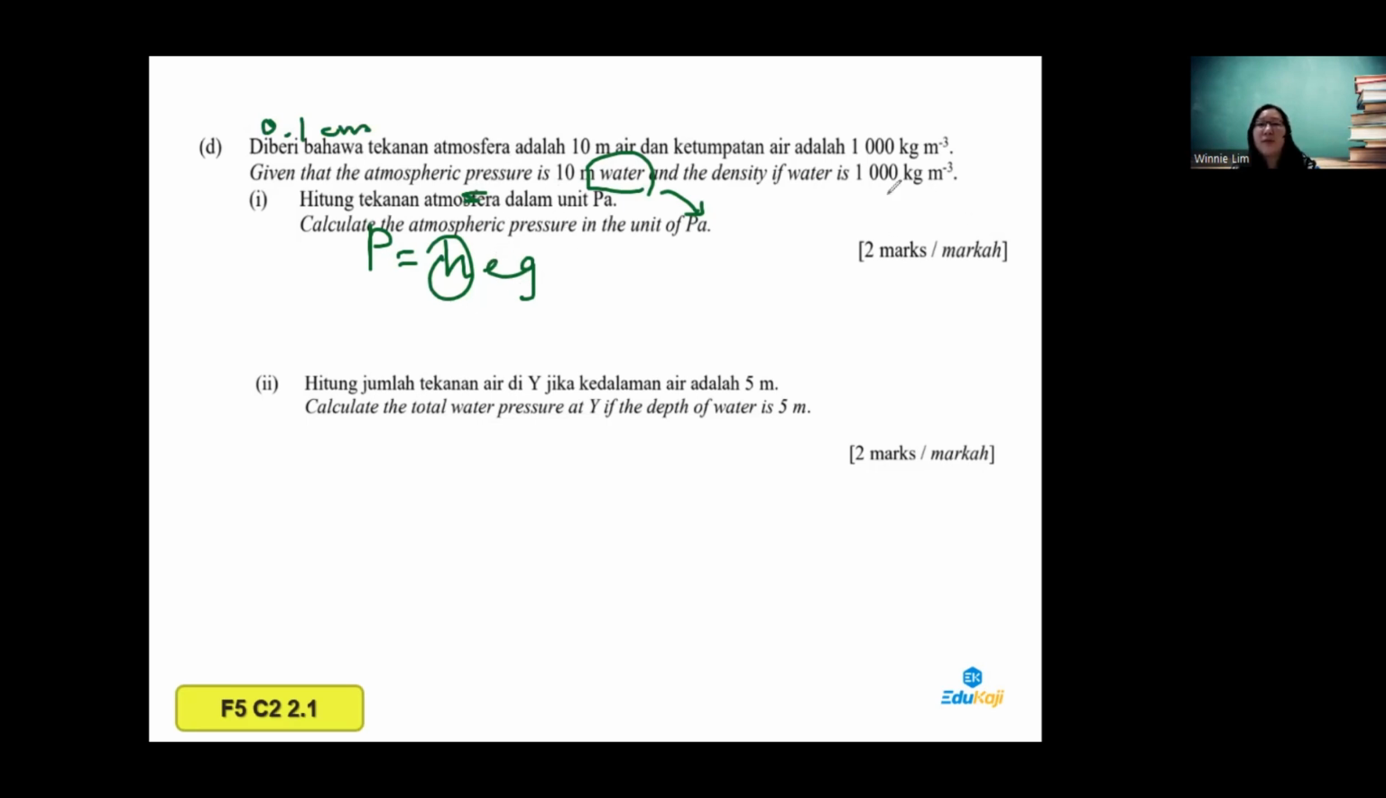Then this density is the density of water. And g is 9.81, standard. So you just calculate.